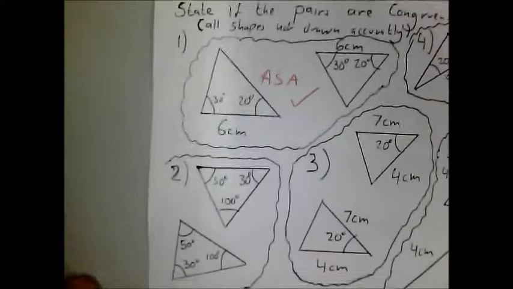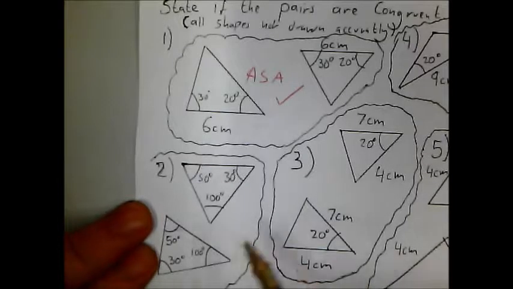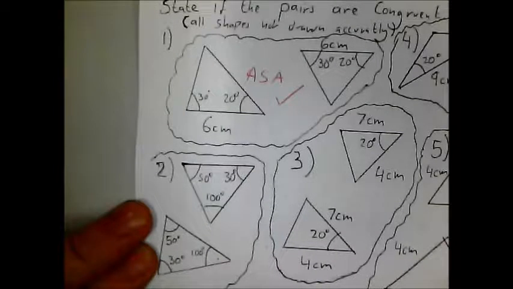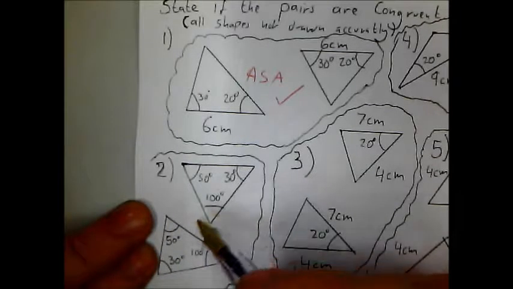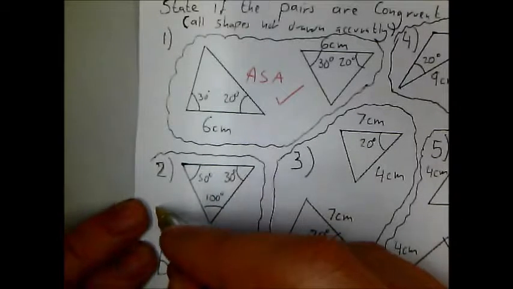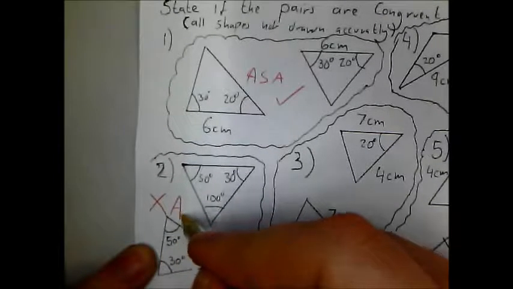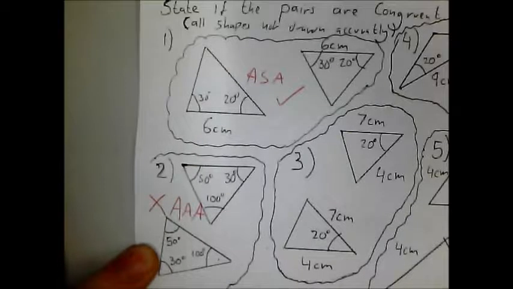Okay, triangle 2. I have a triangle with angles 50, 30 and 100, and another triangle with angles 50, 30 and 100. Now if I enlarge either of these shapes and the angles stay the same, I will not necessarily get congruent triangles. So these are not congruent triangles because of the angle, angle, angle rule. It's not a condition for congruency.